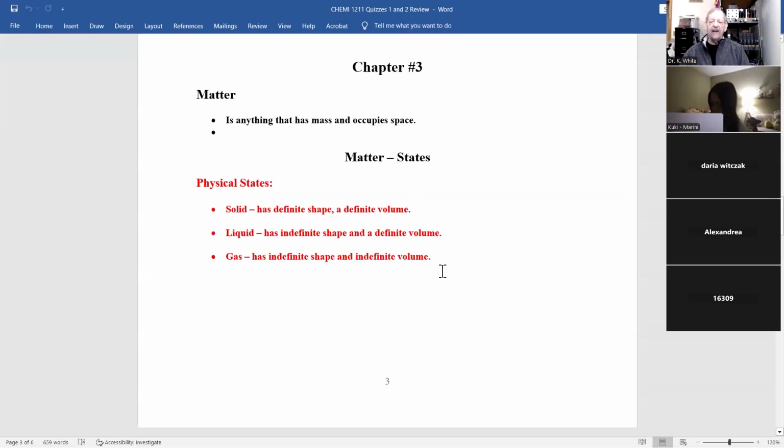If you go to the lecture section of Blackboard, you'll see Chem 1211 quizzes 1 and 2 review. The first part of this dealt with quiz 1. The second part, like I said, I used to do both of them together at the same time because we were told we couldn't give tests online. Students had to show up at Glen Ellen. So that's when I started giving quizzes.